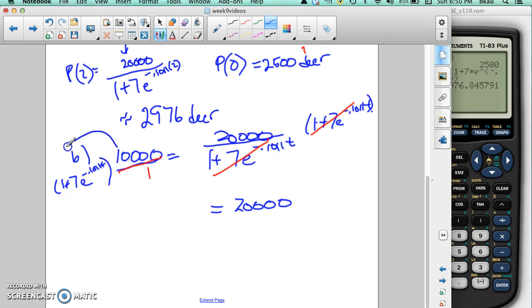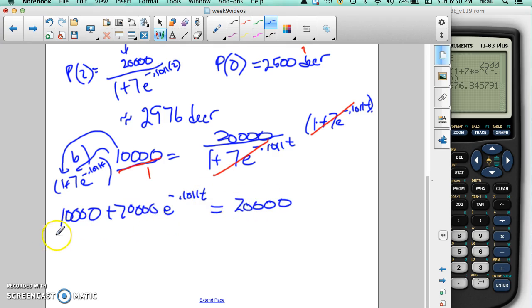We do distributive property here. We multiply 1 times that, we multiply 7 times that. So we got 10,000 plus 70,000 e to the negative 0.1011 t. Now we need to subtract and divide first.